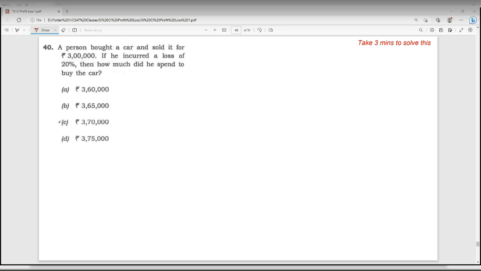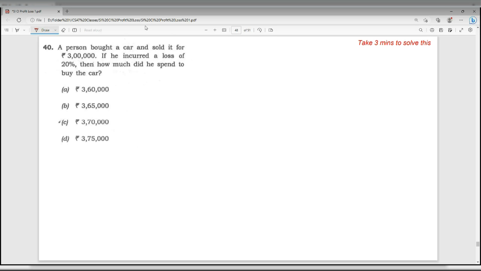So please select the answer choices that you've got if you have not yet selected it. Let's see how to go about this question. They're saying that a person bought a car and sold it for 3 lakhs. He incurred a loss of 20%. Then how much did he spend to buy the car?